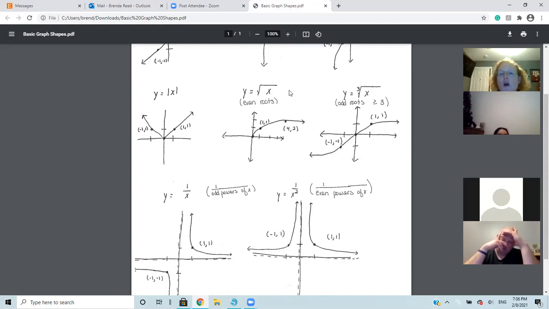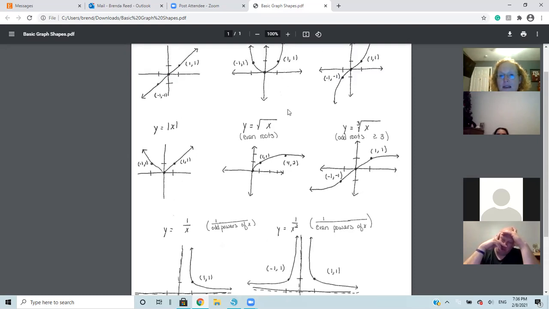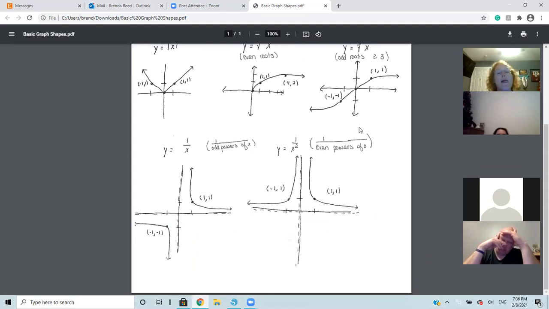So be real careful when we start doing these problems. That's one of the first things people are going to try to mix up: they'll mix these two graphs up, and they'll mix these two graphs up. So be real cautious about that.